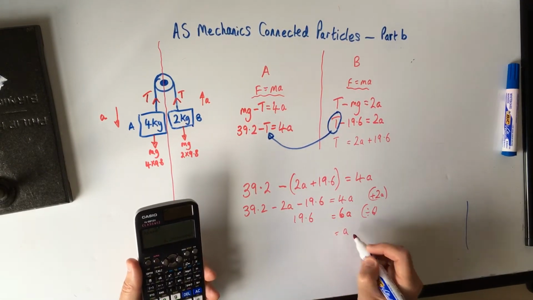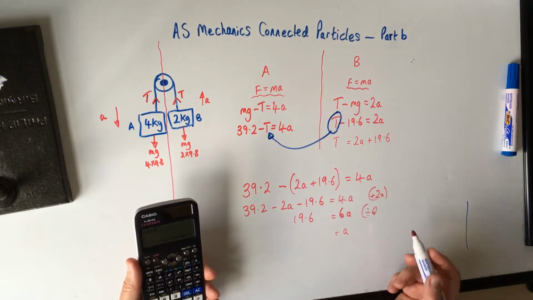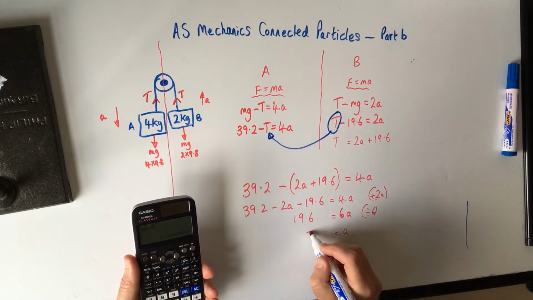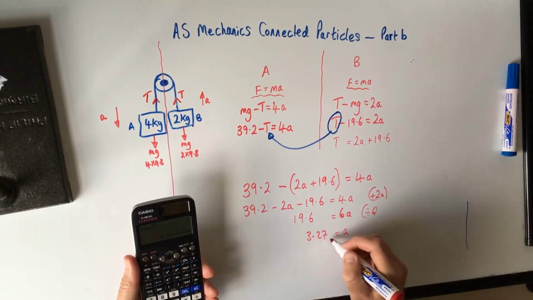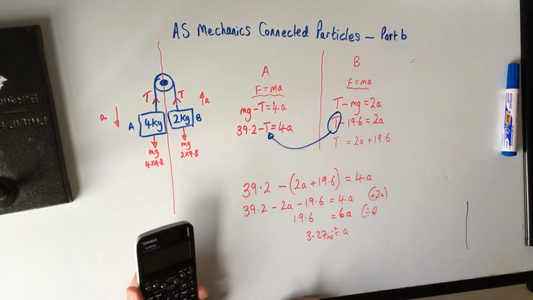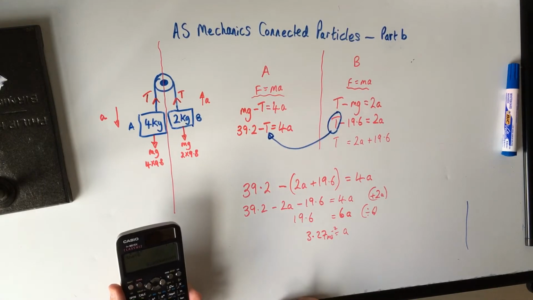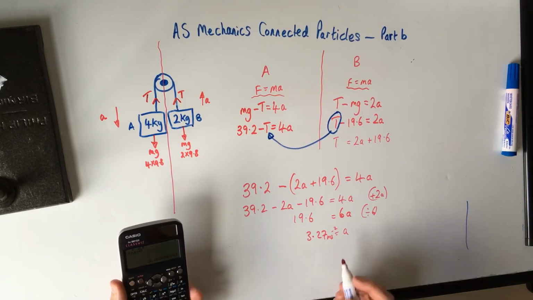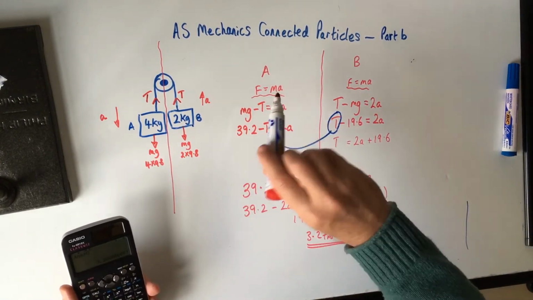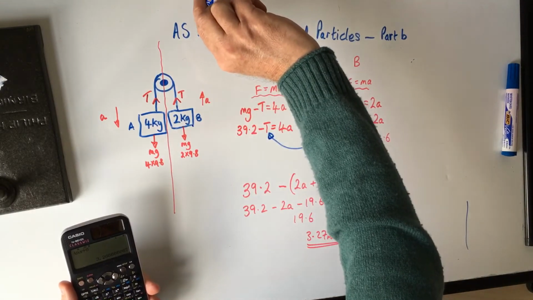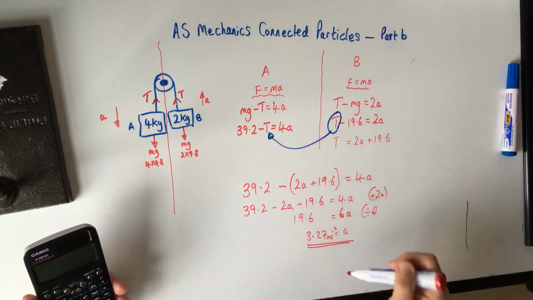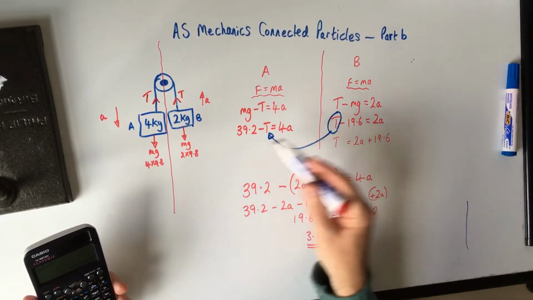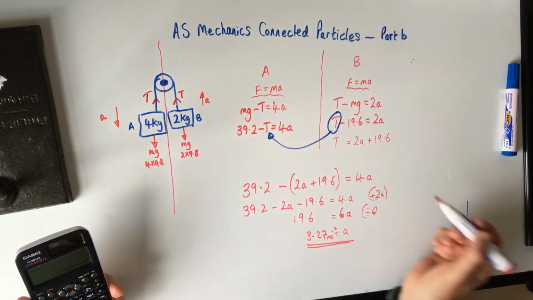You can see now why it would be better to leave it in terms of g, but I'm going to go 3.27 meters per second squared. That's the acceleration. Okay, so we've got the acceleration now, so that means it's accelerating up at 3.27 there, and it's accelerating down at 3.27. And the tension, you can stick it into either of those, doesn't matter. The tension's the same on both sides.